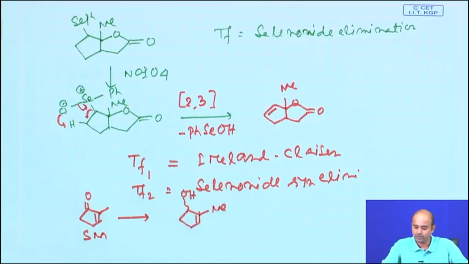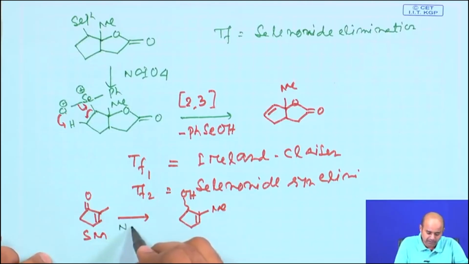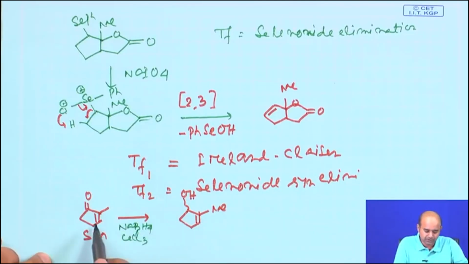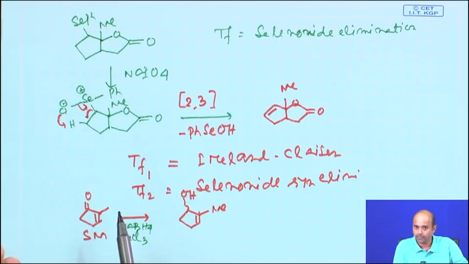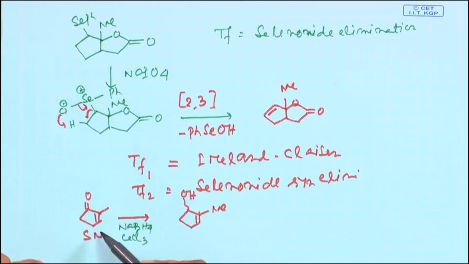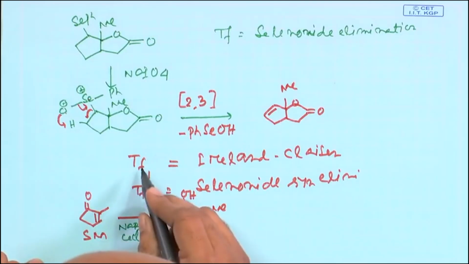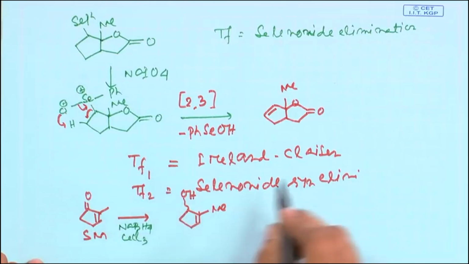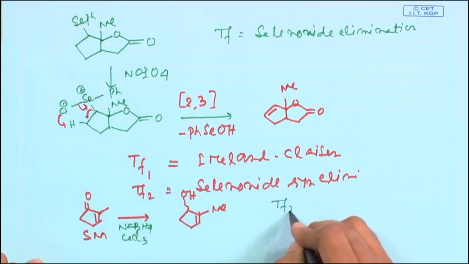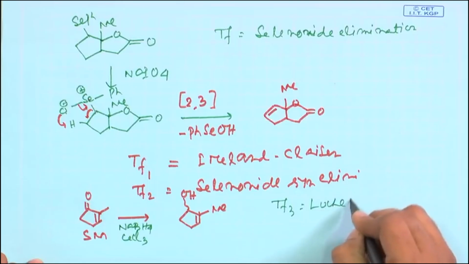How can you do it? We have discussed it. You can simply do a Luche reduction, just by reacting with sodium borohydride and cerium chloride. This does not attack the alpha beta unsaturated ester, only the 1,2 carbonyl reduction takes place, 1,4 is unaffected. So, it is a chemoselective reduction. Okay. So, transformation 1 is Ireland-Claisen, transformation 2 is selenoxide syn elimination, transformation 3 we used a Luche reduction.